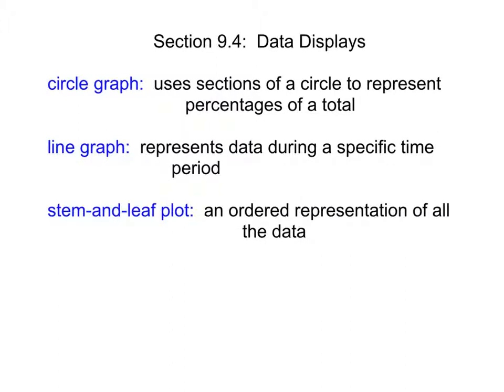Stem and leaf plots are something that is going to give you an ordered representation of all the data. And again, because it's ordered, this data needs to be numerical. You would be taking your numbers and putting them in the stem and leaf plot, and this is the really important part of it: your stem and leaf plot always needs to be in order.